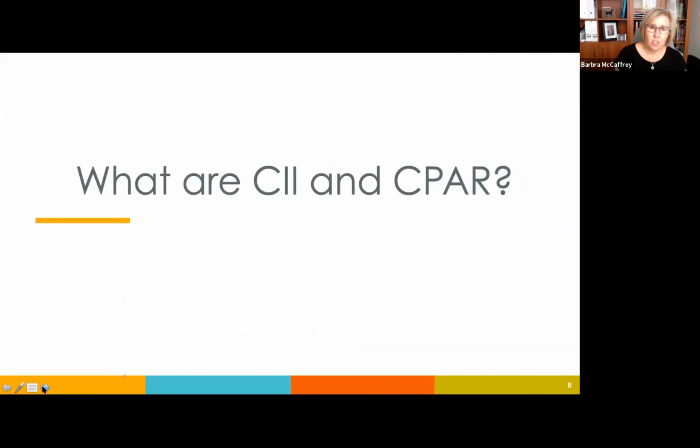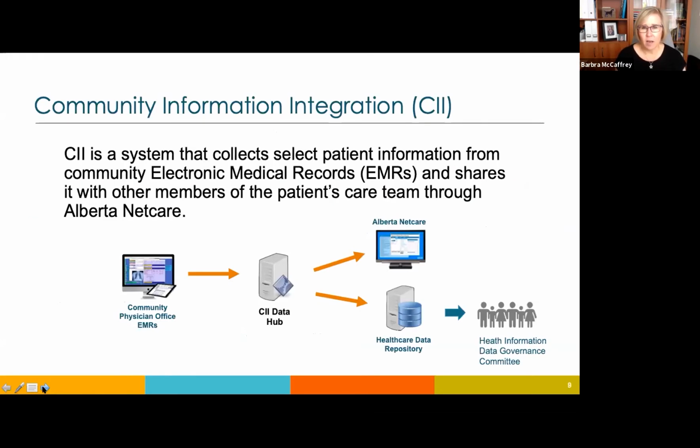So let's dive into what are CII and CPAR. They actually are two separate pieces of technology. CII is the system that allows the collection of information from EMRs in the community to Alberta Netcare. We are copying information to another place in Alberta called the Healthcare Data Repository. It's new, and it's a database that can use this information for quality improvement and system planning.